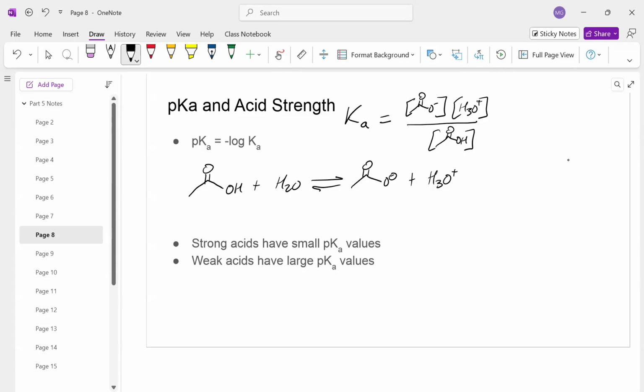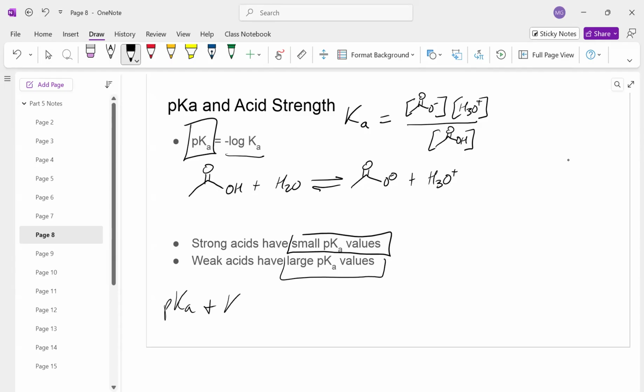Now that tends to give us very, very large numbers with large exponents, or very, very small numbers with negative exponents. And those were kind of a pain to deal with. So one of the things that we did is we would take the negative log of that Ka to get pKa. And those gave us numbers that were a little bit more reasonable to deal with. But it's important that you remember the trend from general chemistry. Strong acids have small pKa values. Weak acids have large pKa values.